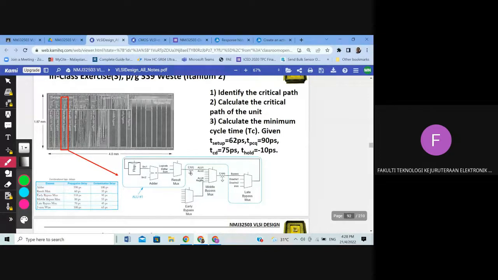The first question asks you to identify the critical path. To identify it, mention the components involved in the critical path: adder, mux, and so on. The second is to calculate the critical path delay of the unit, which must be based on number one. The last is to calculate the minimum cycle time, given the delays as shown here.